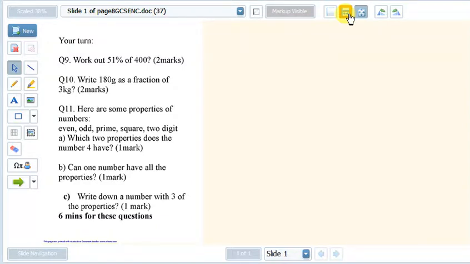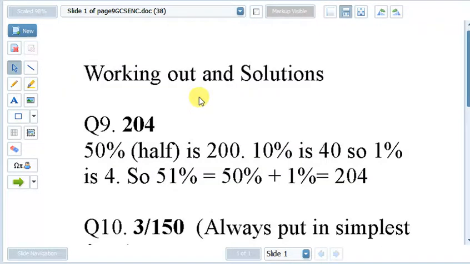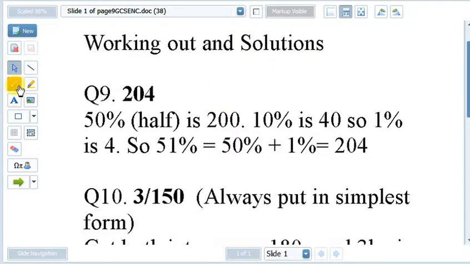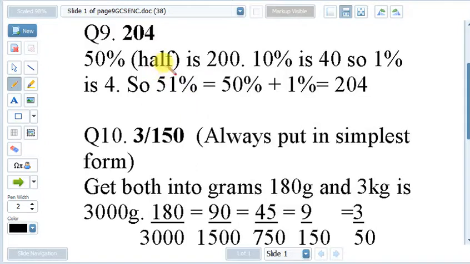Okay, so let's have a go at the first question, which is question 9. Work out 51% of 400. Now usually we're used to working out 10%, 30%, etc. So this one is quite a tricky one. But first of all, what we've got to do is work out what 50% is. Now 50% is a half. So a half of 400, and that is 200.